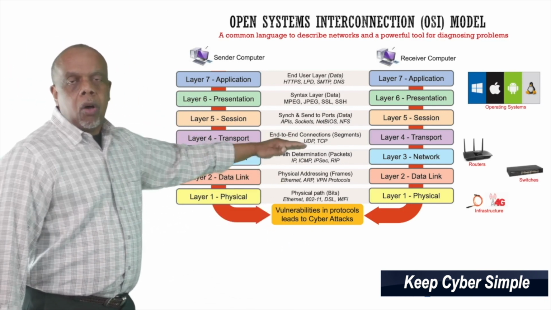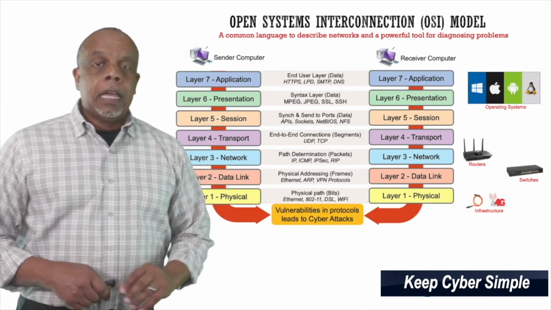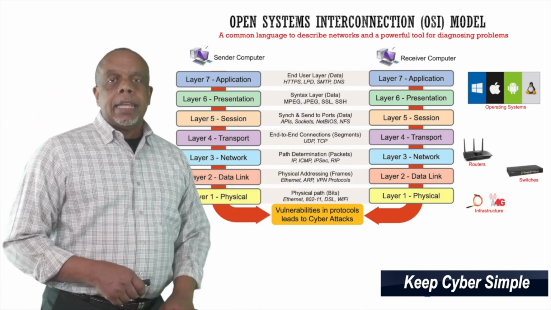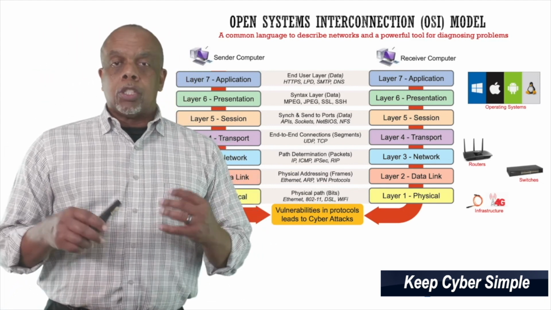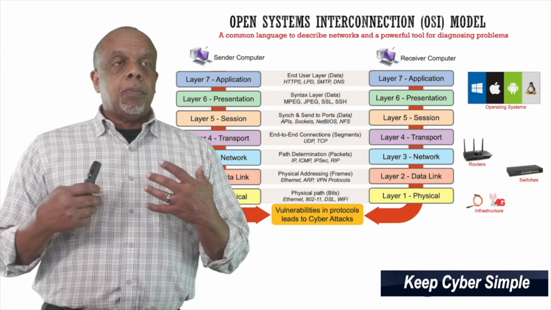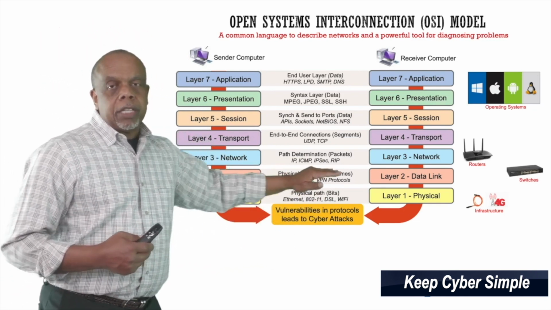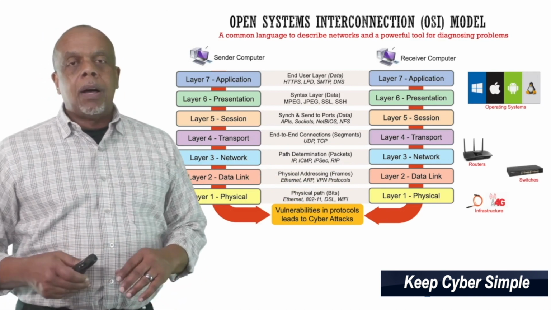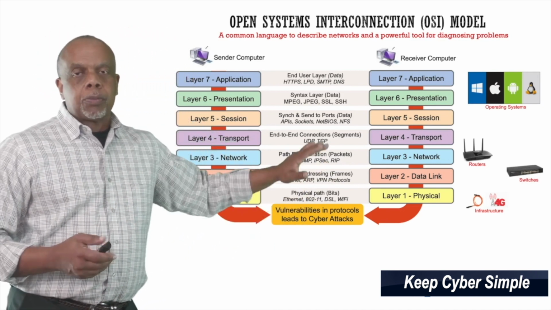Is here in all the protocols at each layer. Now, if I'm a bad guy and I know how protocols work, now I can do denial of service attacks. I can do spoofing. I can do man in the middle, because I am able to intercept or interleave myself, because I know where the vulnerabilities are in these various protocols.